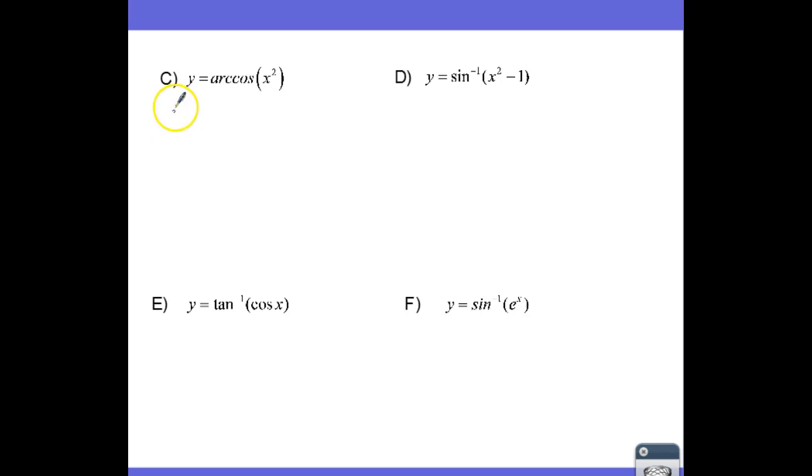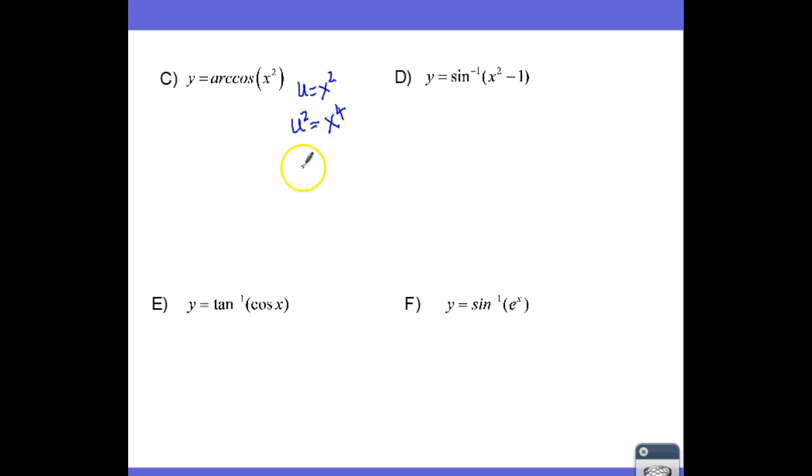Next, let's look at example C. Here we have y equals arc cosine, or inverse cosine, of x squared. So we can begin by writing u equals x squared. And then let's find u squared. So u squared is going to be x to the fourth.